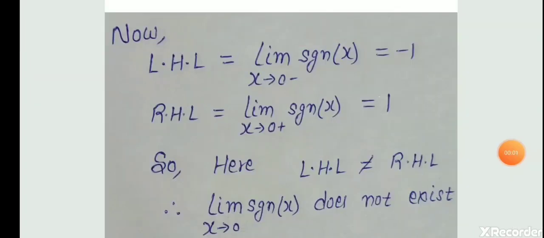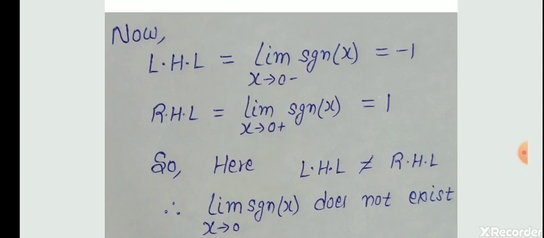By definition of signum x, we have seen that signum x is equal to minus 1 when x is less than 0, signum x is equal to 0 when x will be equal to 0, signum x is equal to 1 when x will be greater than 0. Now left hand limit is limit x tends to 0 minus signum x, means value of signum x when x is less than 0. And we have seen from the definition that signum x is equal to minus 1 when x is less than 0. So left hand limit is equal to minus 1.